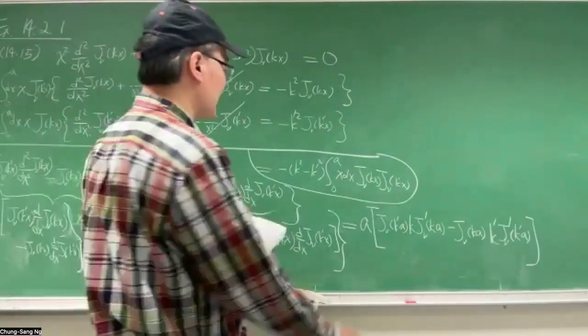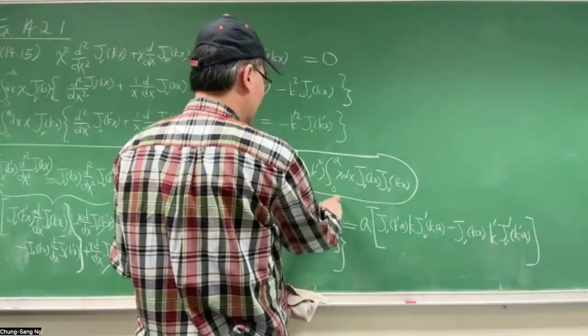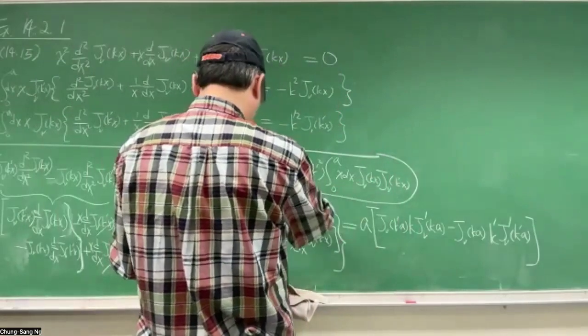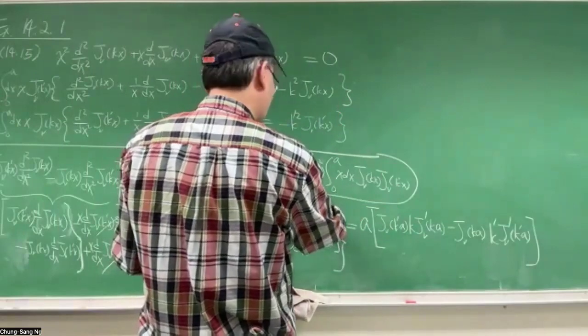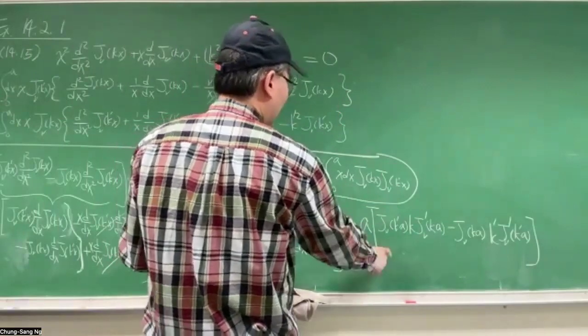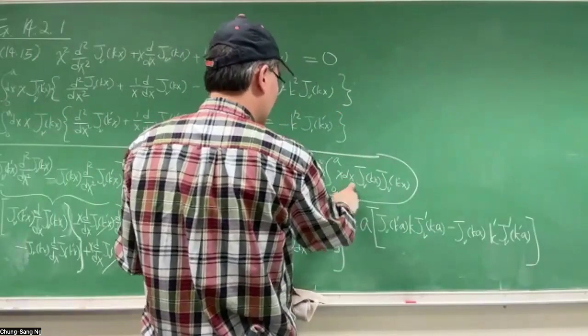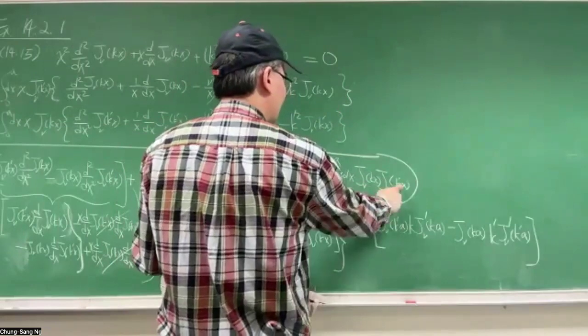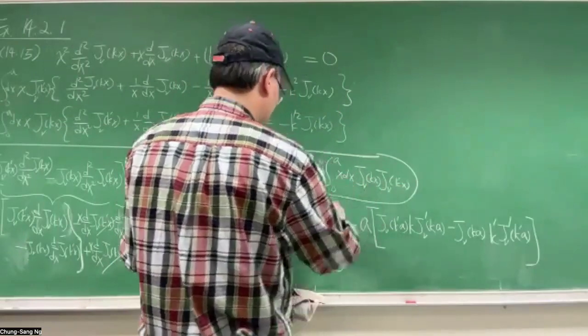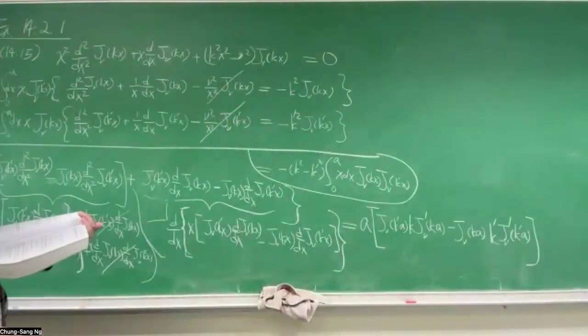That's the first part, when k may or may not equal k prime. So this equation applies even for k equal to k prime. But in order to get the integration of J nu when k equals k prime, we need to take the limit as well. That is the second part.